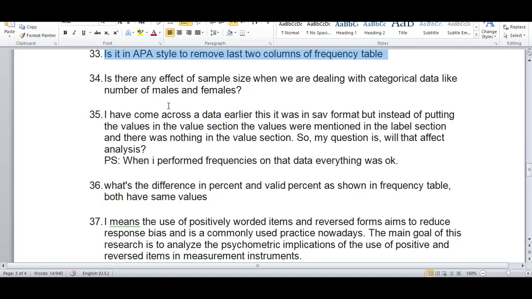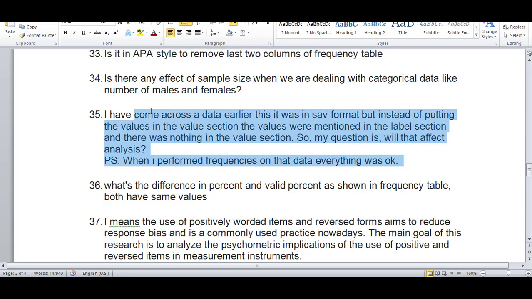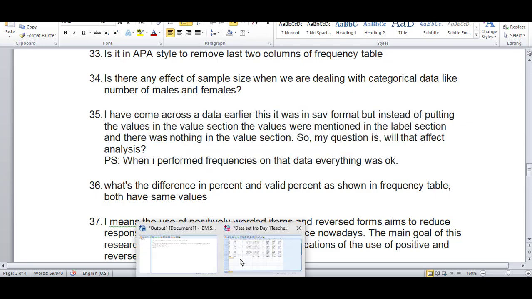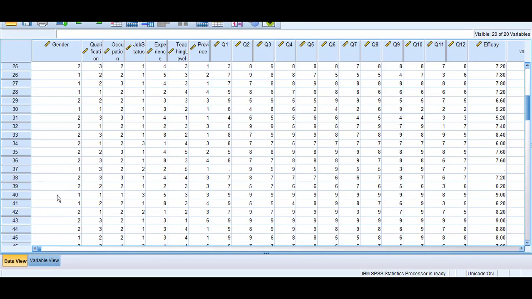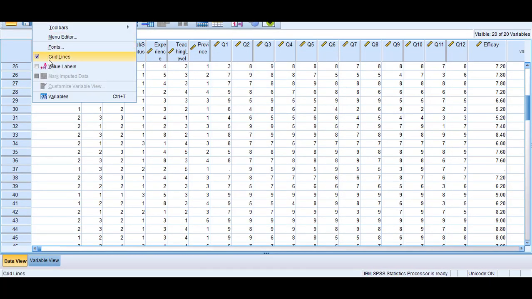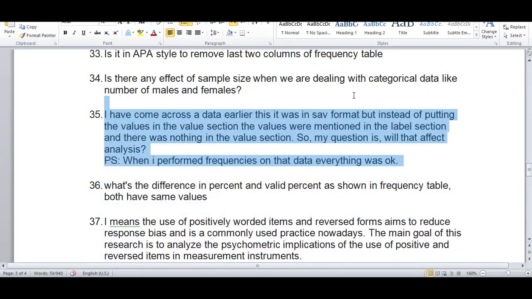35, I have come across data earlier. This was saved in that format, but instead of putting the values in the value section, the values are mentioned in the label section. Okay, I answered this question already, because these are actually numbers. If you want to see a label, this is how you can see the label.